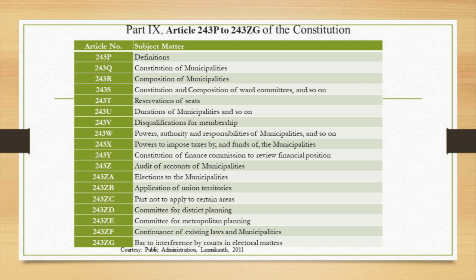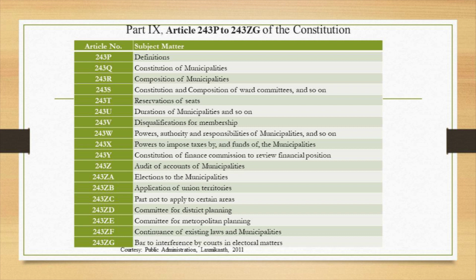Article 243W deals with the powers, authority and responsibilities of municipalities and so on. So it says the legislature of a state may by law endow the municipalities with such powers and authority as may be necessary to enable them to function as institutions of self-government. Article 243X deals with the power to impose taxes by, and funds of, the municipalities. So the legislature of a state may by law authorize a municipality to levy, collect and appropriate such taxes, duties, tolls and fees in accordance with such procedure and subject to such limits.